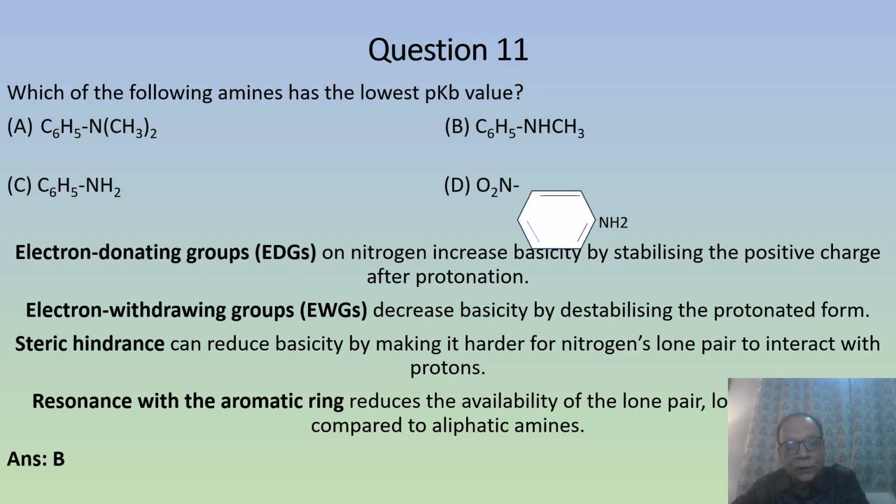Resonance with the aromatic ring reduces the availability of the lone pair of the aromatic amines, lowering basicity compared to aliphatic amines, because in those amines steric hindrance does not happen. So the answer is B. The answer is B, because basicity will be the highest, so pKb will be the lowest. Let's see the next one, and I hope you got answer B for yourself.